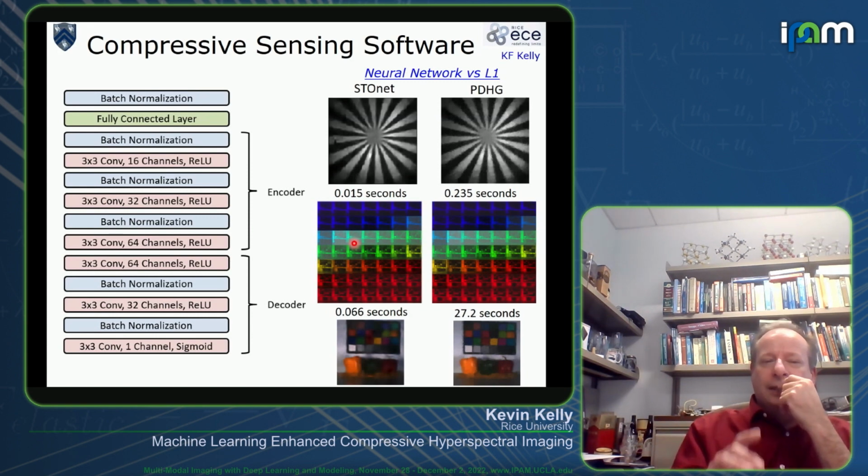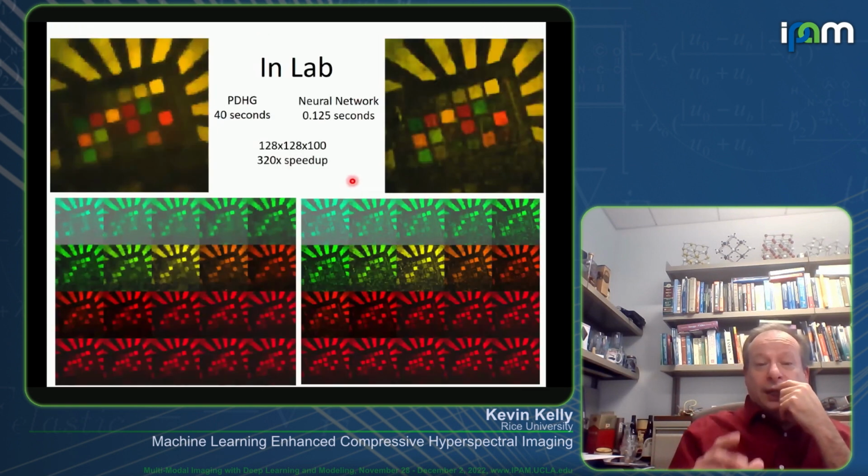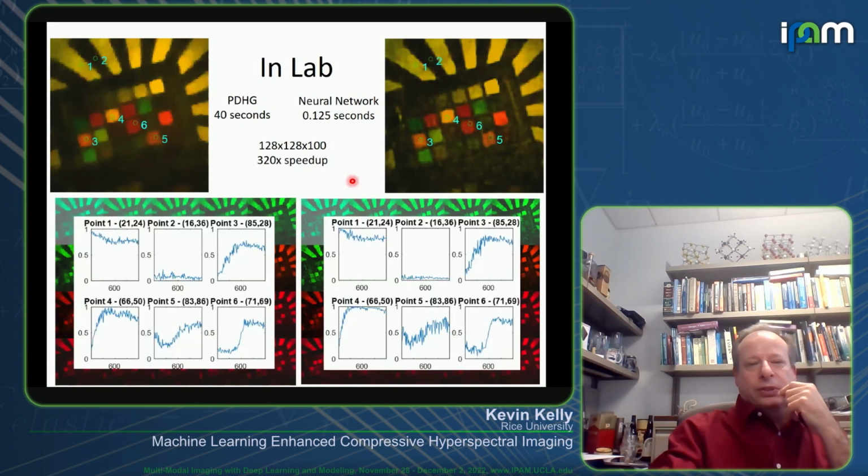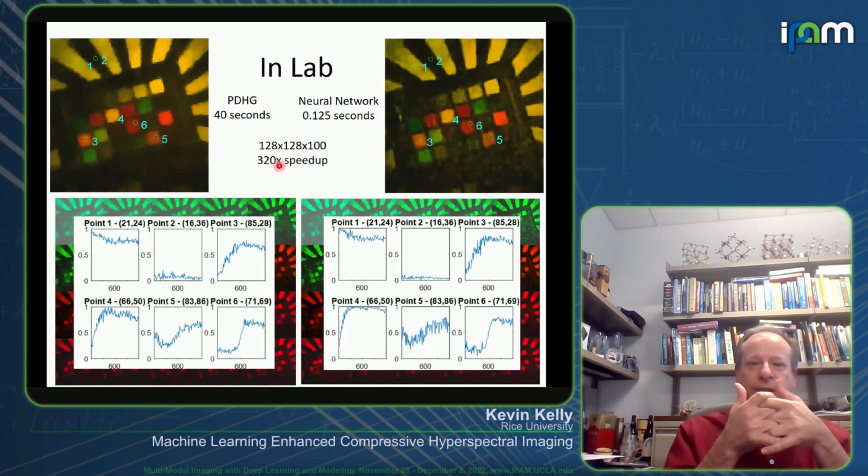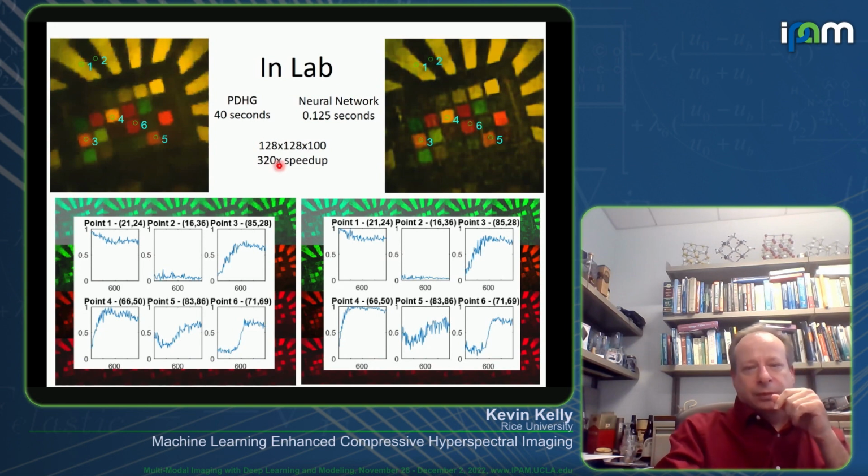But again, this is a great solver, but it doesn't scale well to larger spatial resolutions. But this does give you an example. And again, for all of these things, it's really important to look at the point-by-point spectra comparison, because even though things might look good in an RGB representation of a hyperspectral image, it's the details in the spectrum. But again, you can see on the left is the L1 solver, and on the right is the neural network solver. And this is a 320x speed up for all 100 channels compared to the PDHG solver. We did it in basically 60 frames a second. So you don't have to worry about even having a video solver. You can do individual images at 60 frames a second reconstruction.